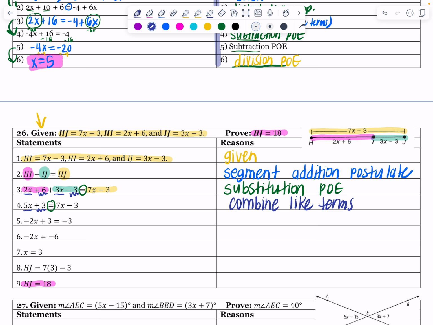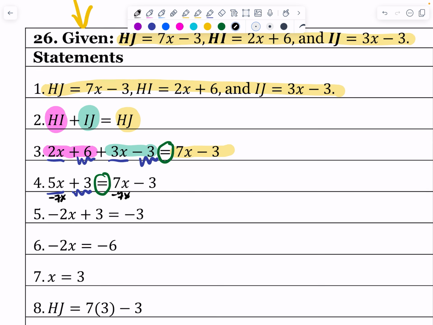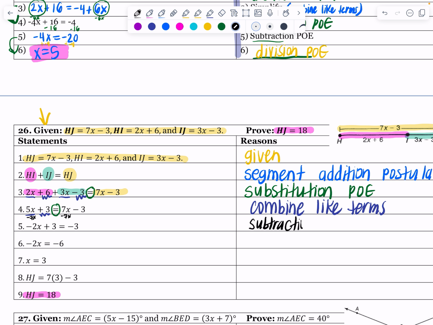All right, so then we're having to follow their thinking, so not necessarily how you would solve this, but how they solved it. It looks like they had a 7x on this side and a 5x on this side, so how do we get from step 4 to 5? They subtracted 7x from both sides, and that's what gave you the negative 2x. That would be called the subtraction property of equality.